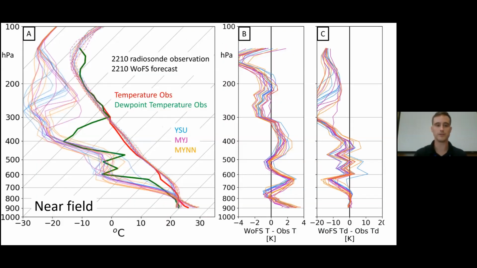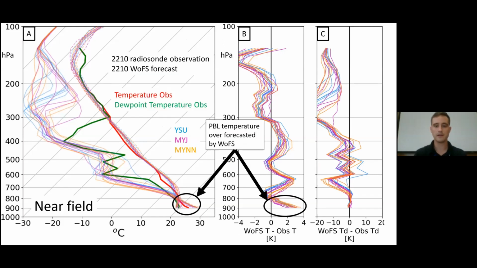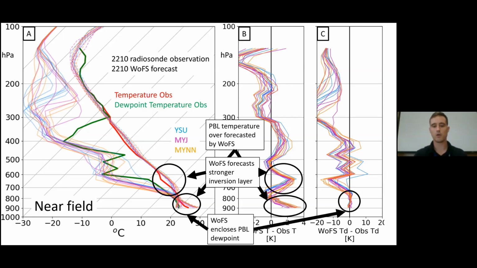Now, looking at the near field 2210 observation, we can point out here, 1, that the PBL temperatures are over forecasted, and this is one of the larger over forecasts of the observations that I looked at. However, WoFS does enclose the planetary boundary layer dew point, so over forecasted temperature, but it does a better job with the dew point. And WoFS forecasts a stronger inversion layer here than what we saw in the observations.